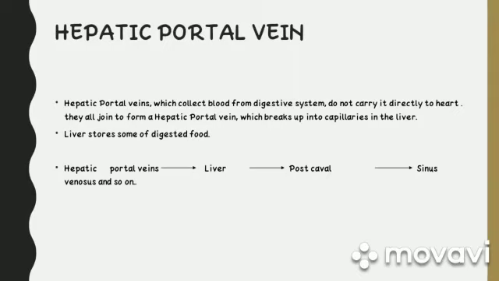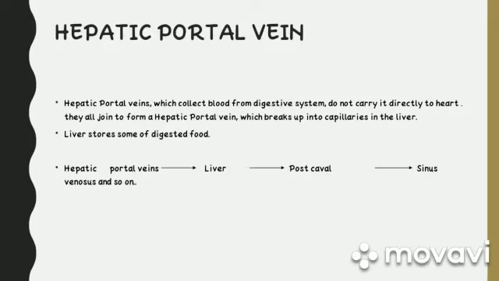Then from the liver, blood enters the postcaval, which carries it to the sinus venosus. Then sinus venosus will drain that blood in right auricle, and from there this deoxygenated blood will be dealt by the circulatory system.